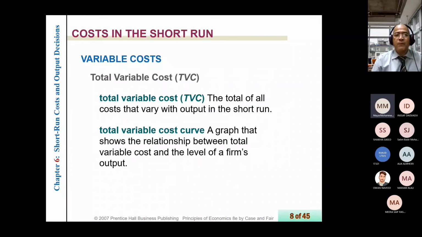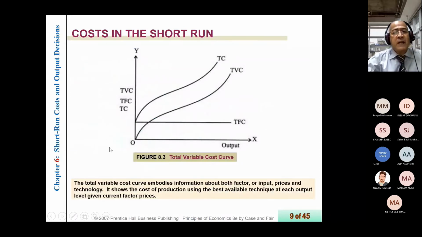A graph that shows the relationship between total variable cost and the level of a firm's output. For each level of output, there is a level of variable cost, so we put them in a graph. This curve is called total variable cost. Total variable cost increases as output increases. But if you concentrate, there is a point in the middle called the inflection point.